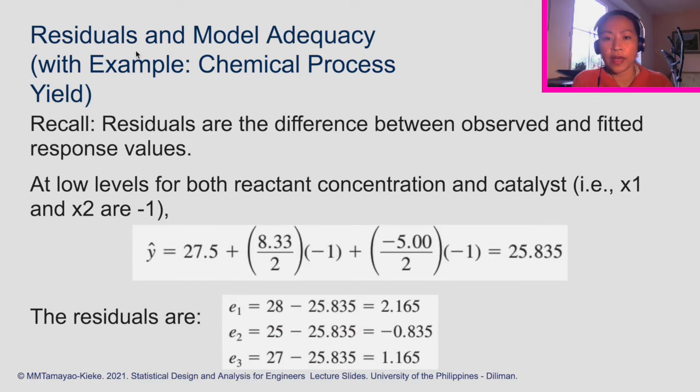Now, of course, we always have to check for model adequacy. Recall that residuals are the difference between observed and the fitted response values. At low levels for both reactant concentration and catalyst, that is x1 and x2 are -1, we would get y hat is equal to 27.5 plus 8.33 over 2 times -1 plus -5 over 2 times -1 is equal to 25.835. So the residual e1 would be equal to 28, the observed value, minus the fitted value, which is 25.835. This is equal to 2.165 and so on.